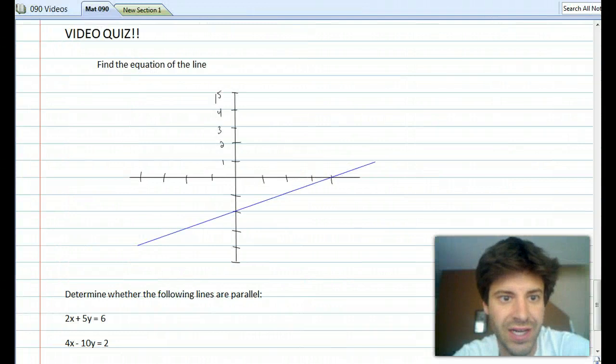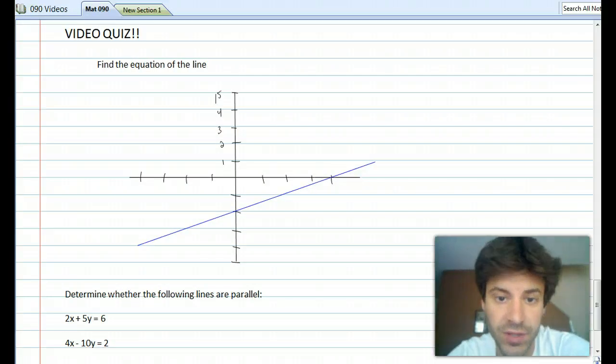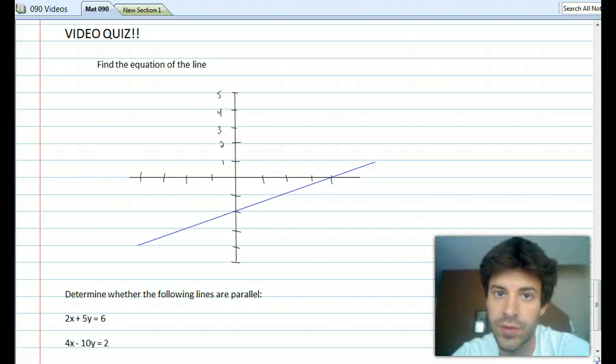Okay, it's video quiz time. This one has two parts. The first part is find the equation of the line. The blue line is given right there. And the second part is to determine whether the following lines are parallel. And you're given two different lines and you have to figure out if they're parallel.